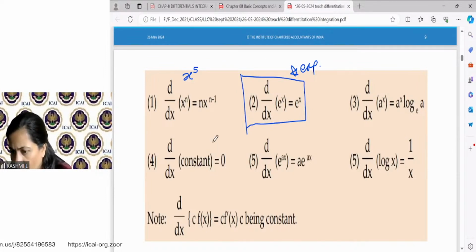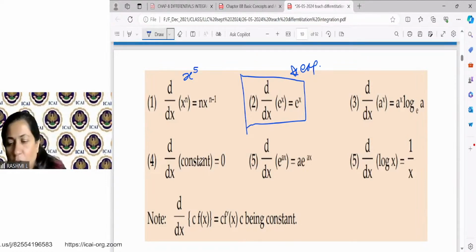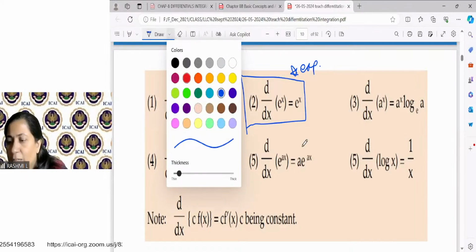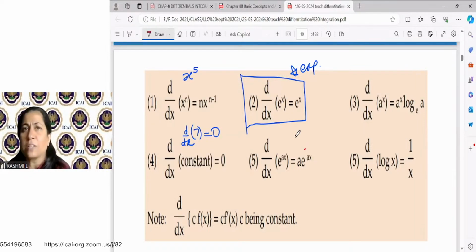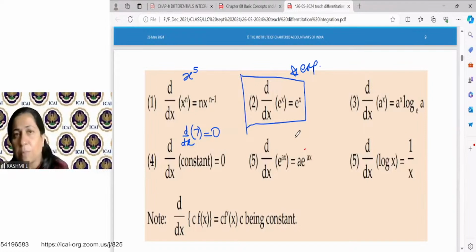Have we put it here? Then d by dx of a constant is always 0. So suppose I have d by dx of 7, the number 7, then it will be 0. Now here, the difference between here and here, you can see the formula. I'm always emphasizing for differentiation and integration, if you're clear about the formula, you can get the answers very quickly. So you must know which formula to use when.